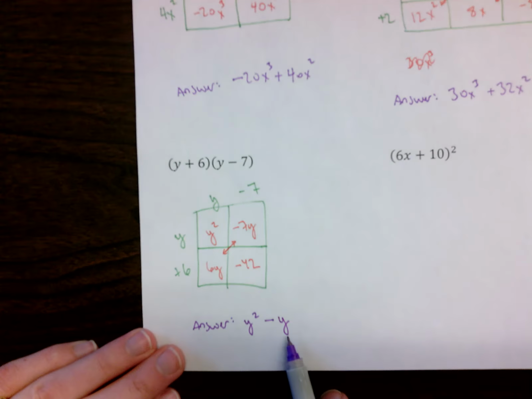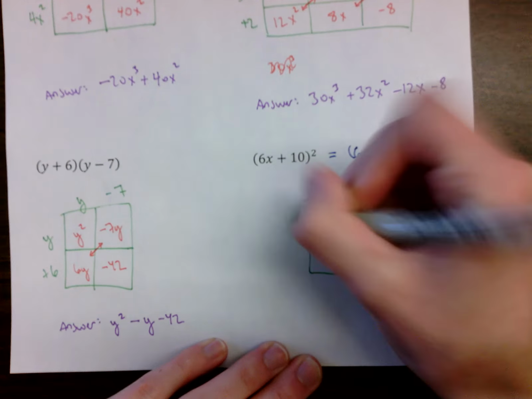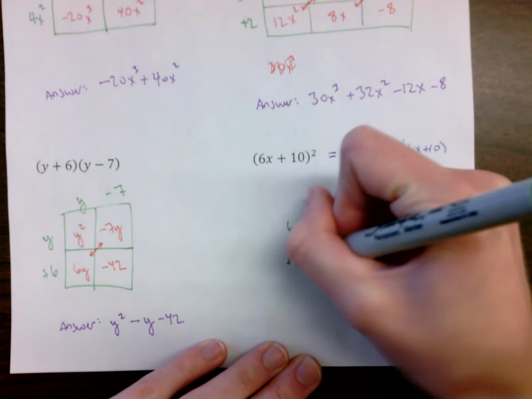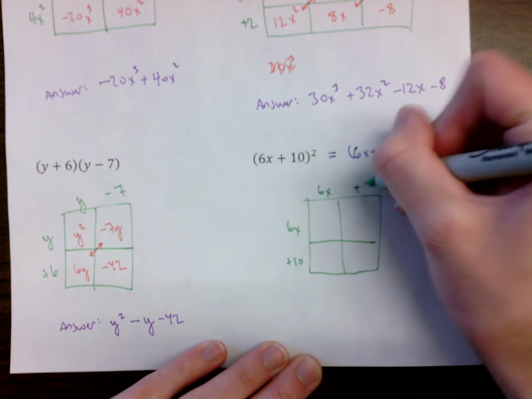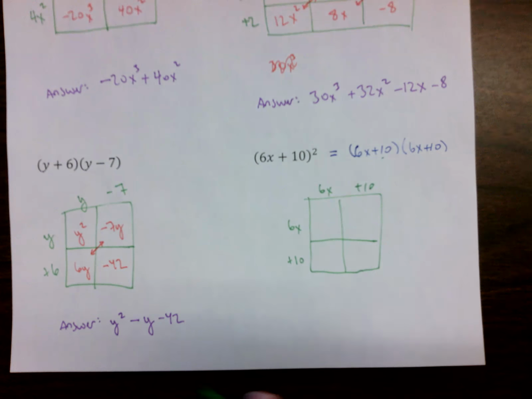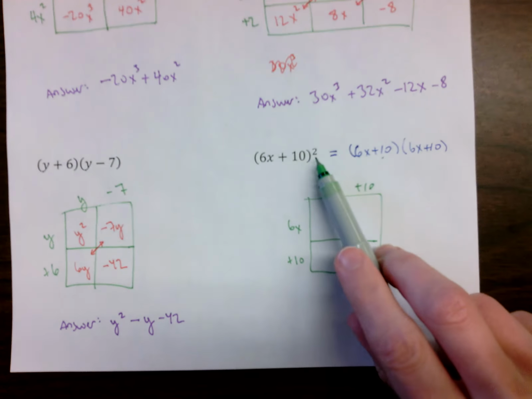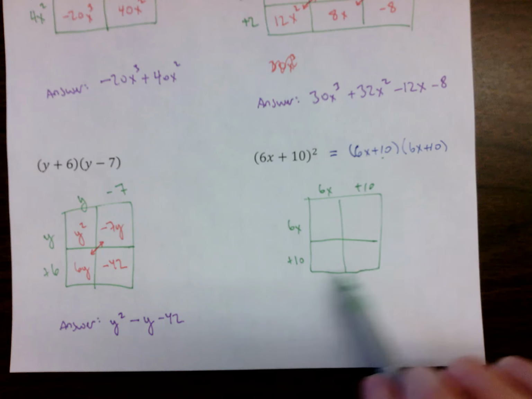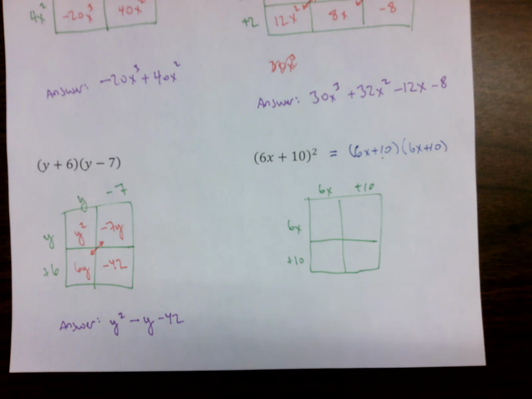All right, so I need a 2 by 2 box. So it's going to be a square, 2 by 2. And I'm going to write 6x plus 10 on both sides because that's what I'm multiplying by itself. Side note, that's why we call this squaring something, right? Because it's a square where each side is exactly the same, right? No joke, that's why it's called squaring.